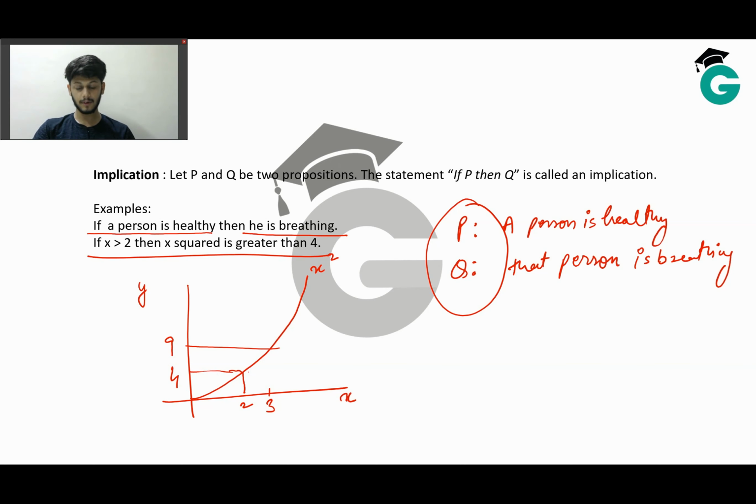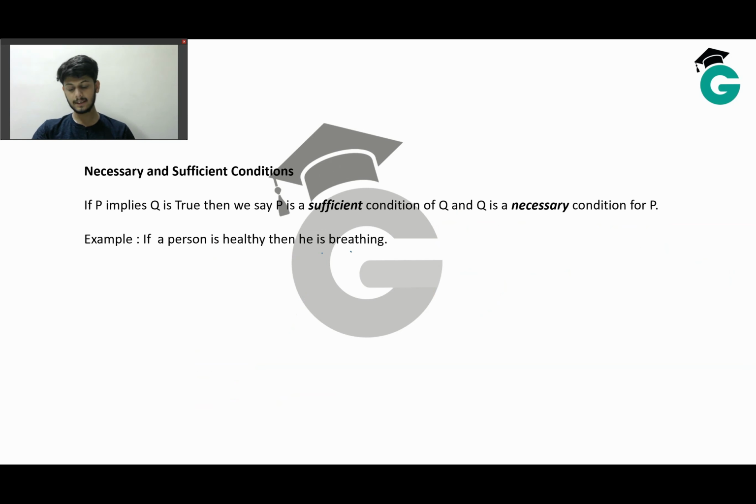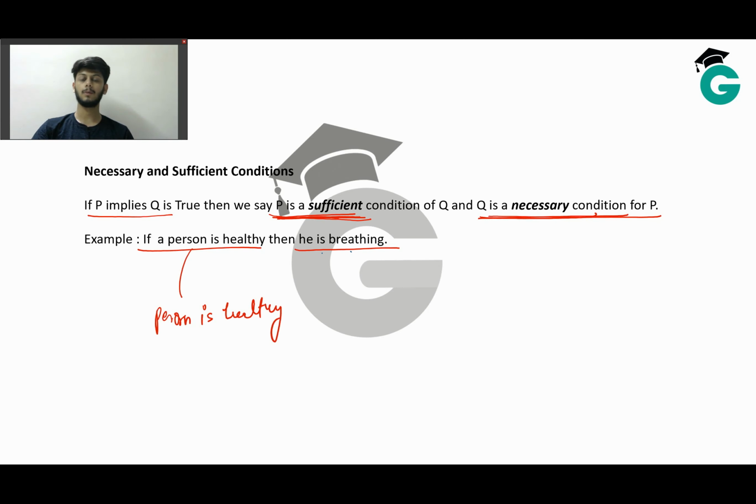Now let's move on to some terms that you might usually find in your economics books. That is necessary and sufficient conditions. So now going back to the implication thing, if P implies Q is true, then we say that P is a sufficient condition and Q is a necessary condition for P. This is important. So think of the example that we used earlier. If a person is healthy, then he is breathing. So, the person is healthy is a sufficient condition for that person to be breathing, which is true. The person is healthy, definitely is breathing. And we can say, hence, this is sufficient for us to know that the person is breathing.